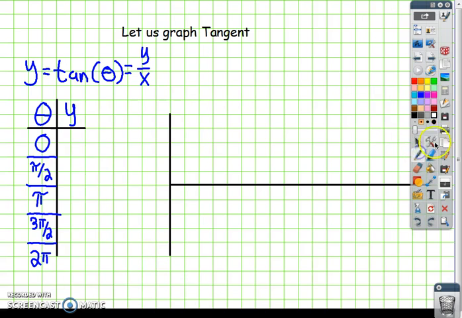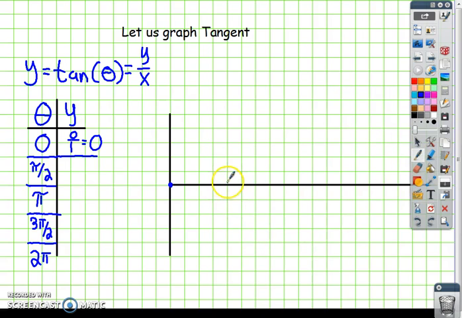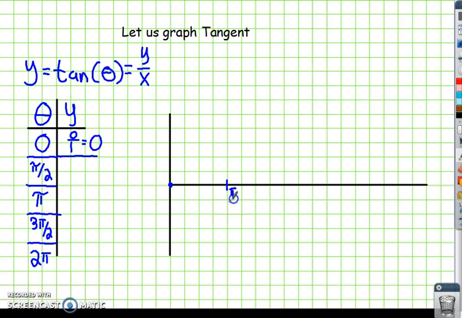So let's begin. At 0 degrees, I have a y-coordinate of 0 and an x-coordinate of 1. On the bottom, 1, 0 on the top. 0 divided by 1 is just 0. Starting off with a bang. Now I'm going to mark my tick marks here. I'm going to leave myself some space as well, just so I can get nice pretty pictures here.